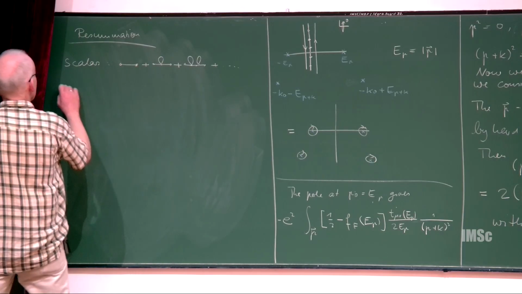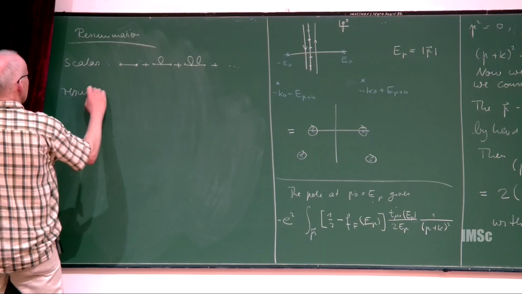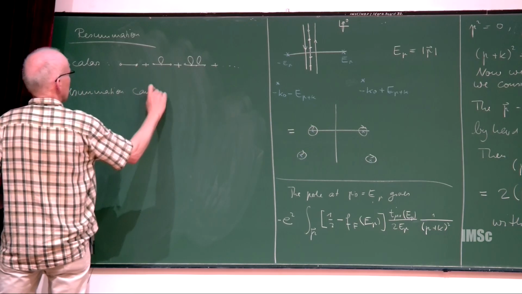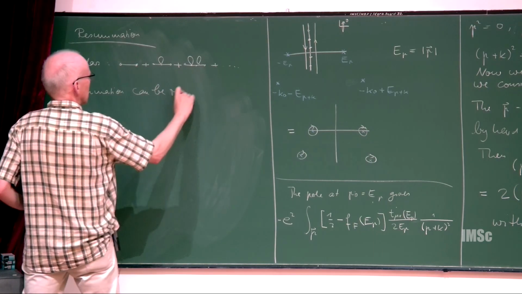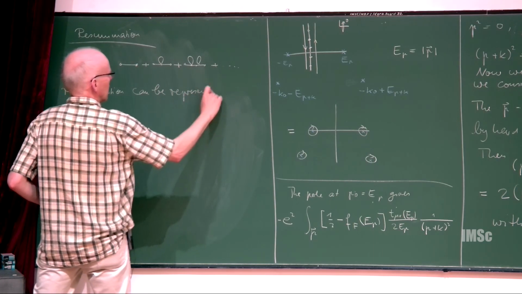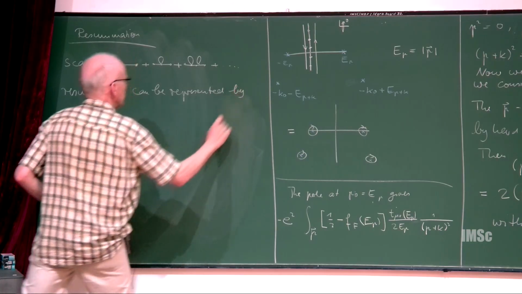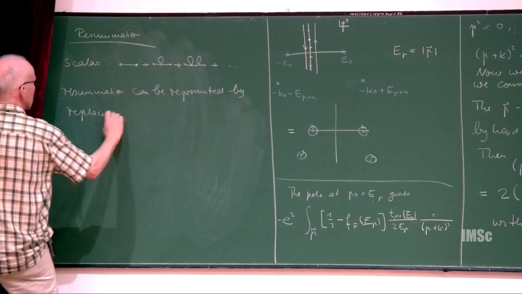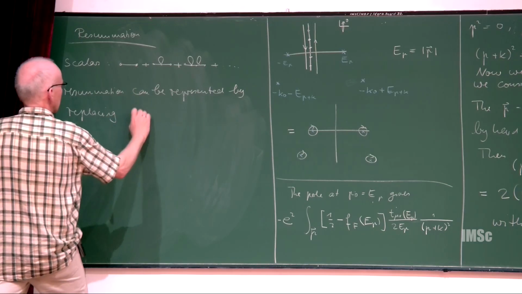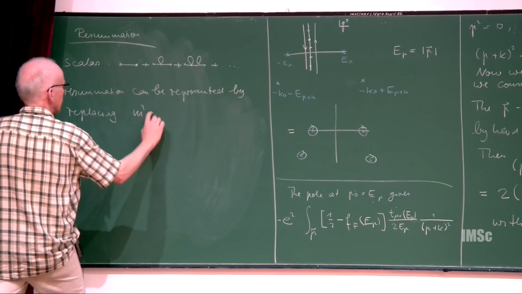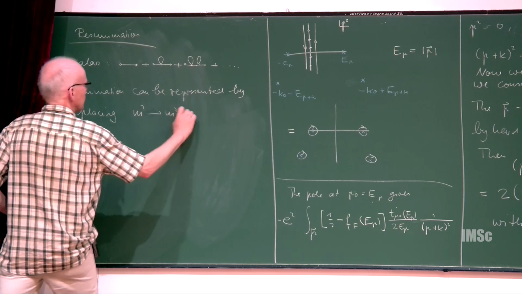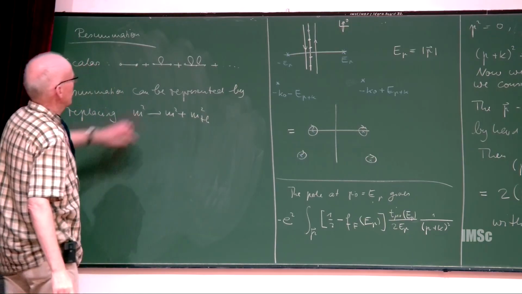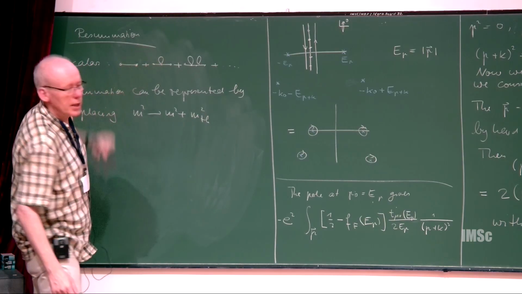We sum all these terms and get a new propagator, and the resummation can be represented by replacing the tree-level mass of the scalar field, m squared, by m squared plus the thermal mass squared, which is basically just this blob here.